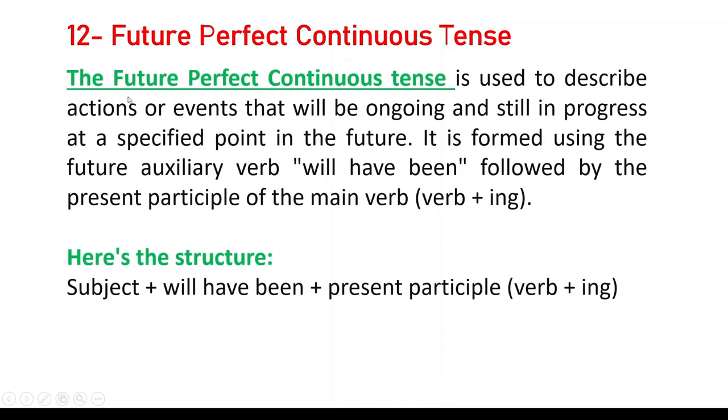12. Future perfect continuous tense. The future perfect continuous tense is used to describe an action or event that will be ongoing and still in progress at a specified point in the future. It is formed using the future auxiliary verb will have been followed by the present participle of the main verb, verb plus ing. Here's the structure: subject plus will have been plus present participle, verb plus ing.